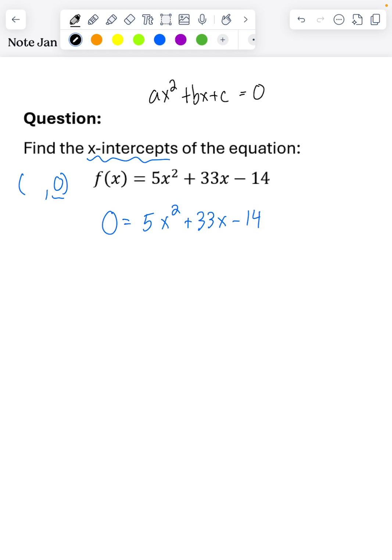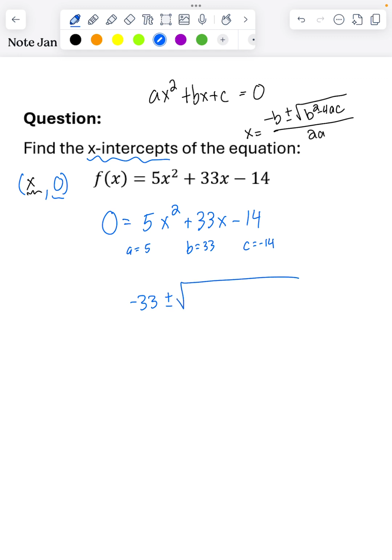So our quadratic formula, let's remember, is the opposite of b plus or minus the square root of b squared minus 4ac all over 2a. And let's remember that gives us x values, which, if we're looking for x-intercepts, is that x value. So let's plug it in. In this case, our a is 5, b is 33, c is negative 14. So the opposite of b is negative 33, plus or minus the square root of 33 squared, minus 4 times a, which is 5, times c, negative 14, all over 2 times a, 5. And again, this is going to give us the x values.